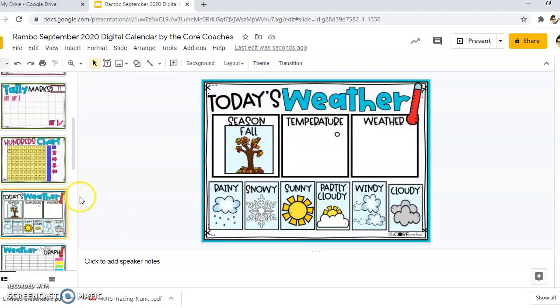Let's check on the weather. Now, today is a brand new season. It is fall. And the weather is cloudy.